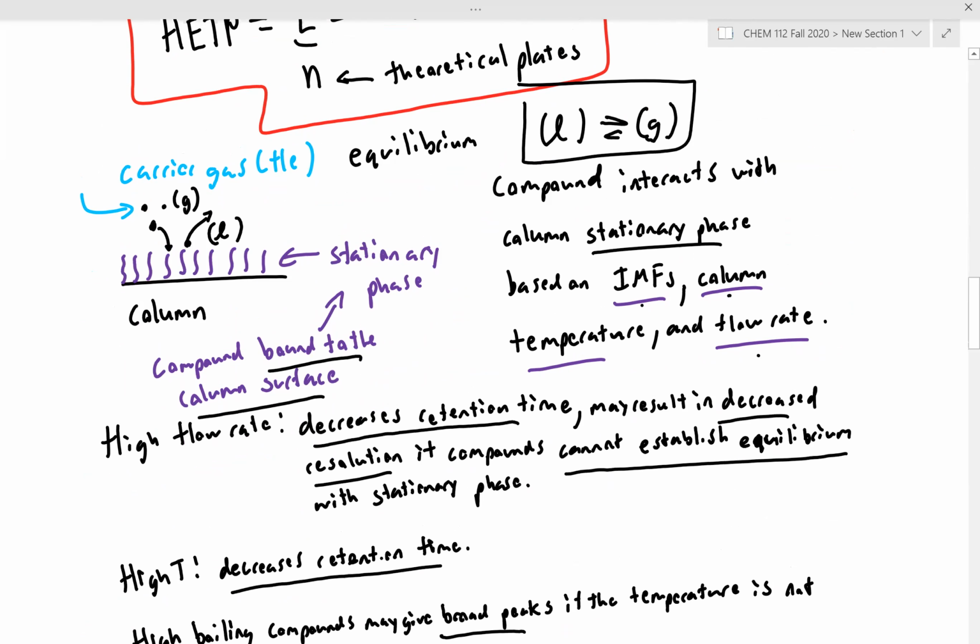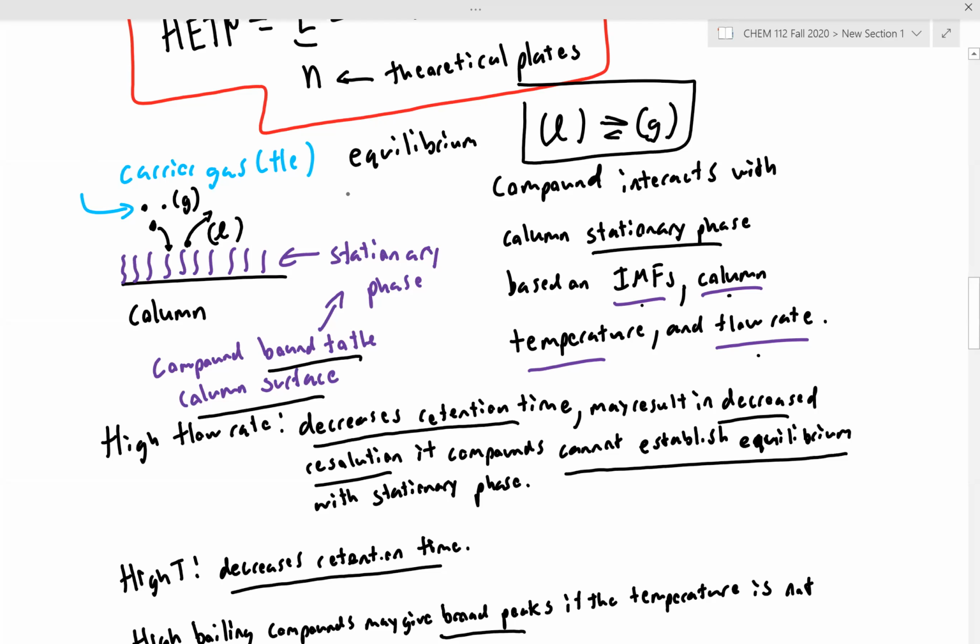Once your sample is injected into the column, we have our column, which typically consists of a stationary phase, a compound bound to the column surface. As our sample passes through the column, it will condense and interact with the stationary phase. This interaction is based on the intermolecular forces, column temperature, and the flow rate. The flow rate is a measure of how quickly your carrier gas is passing through your column.